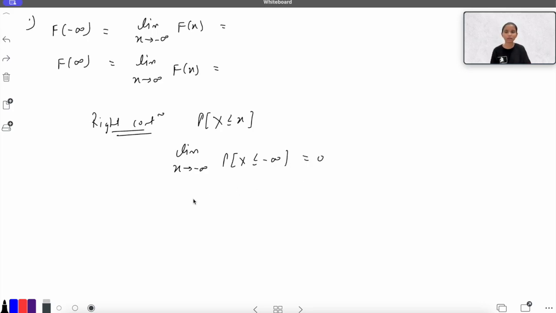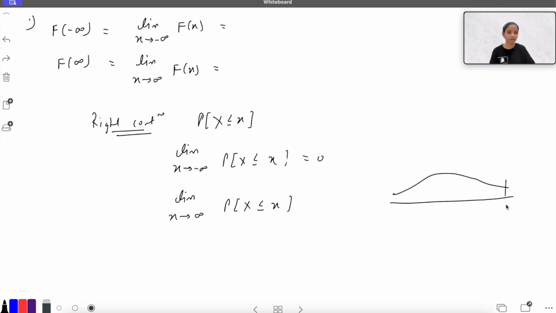Very basic. Okay. And the limit of a function as x tends to infinity, of P(X ≤ x), where x is tending to infinity. That means I am considering the whole area. You can consider it like this, any graph. Okay. So this side is tending to infinity and this side is tending to minus infinity.